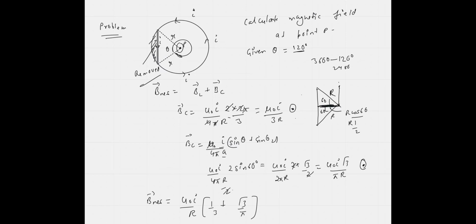Another follow-up problem I can give you is that instead now the situation is something like this. You have this curved portion, the removed part of it. Now my current is going in this way and my current is going this way. This is current I and this is also I. This is a point, 120 degrees, radius is R. You have to calculate the magnetic field of this one.